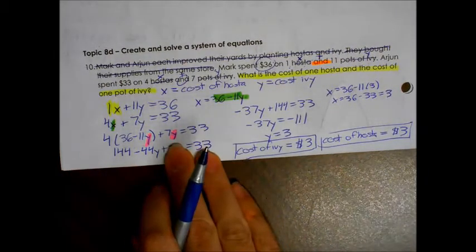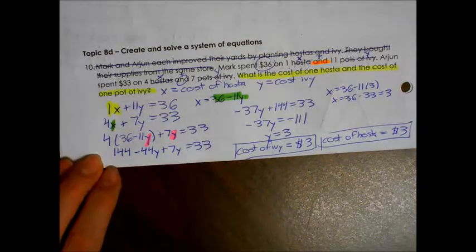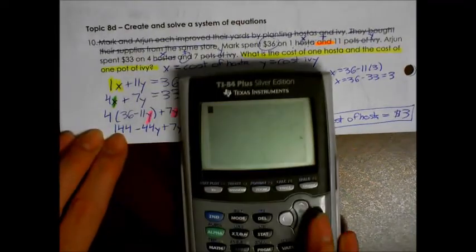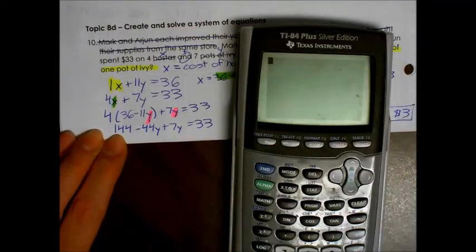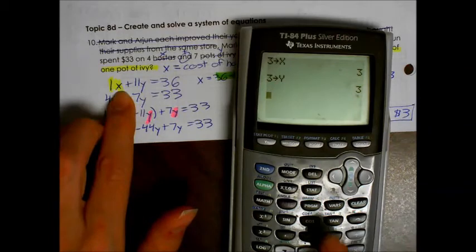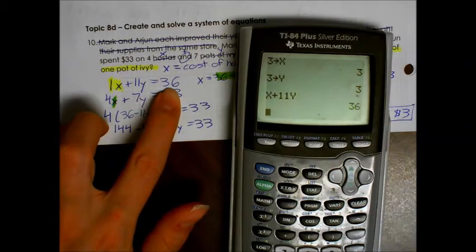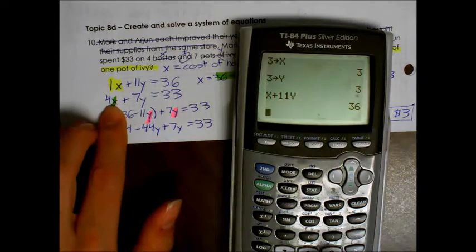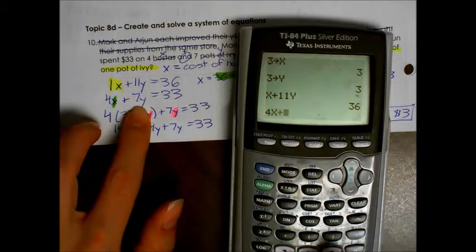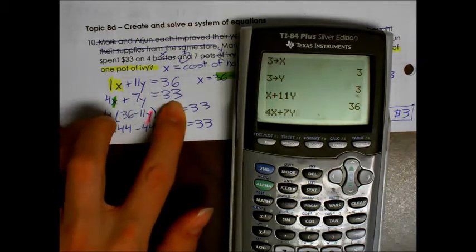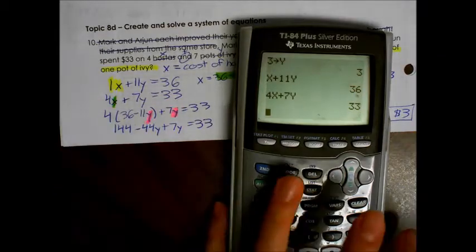And if you wanted to go back in and check your answer and make sure you got the right answer, a quick way to check it is by using your store button. So I would do 3 store x, 3 store y, and plug into your equation. And I have x plus 11y, and that should equal 36, and it does. And I have 4x plus 7y, and that should equal 33, and it does. So we know that we did it correctly.